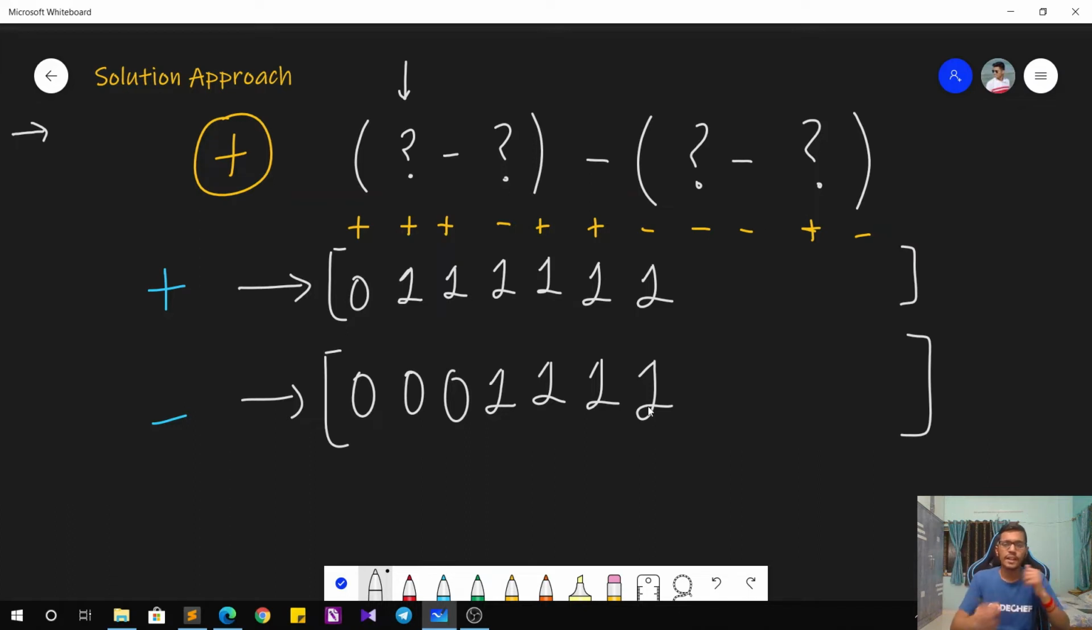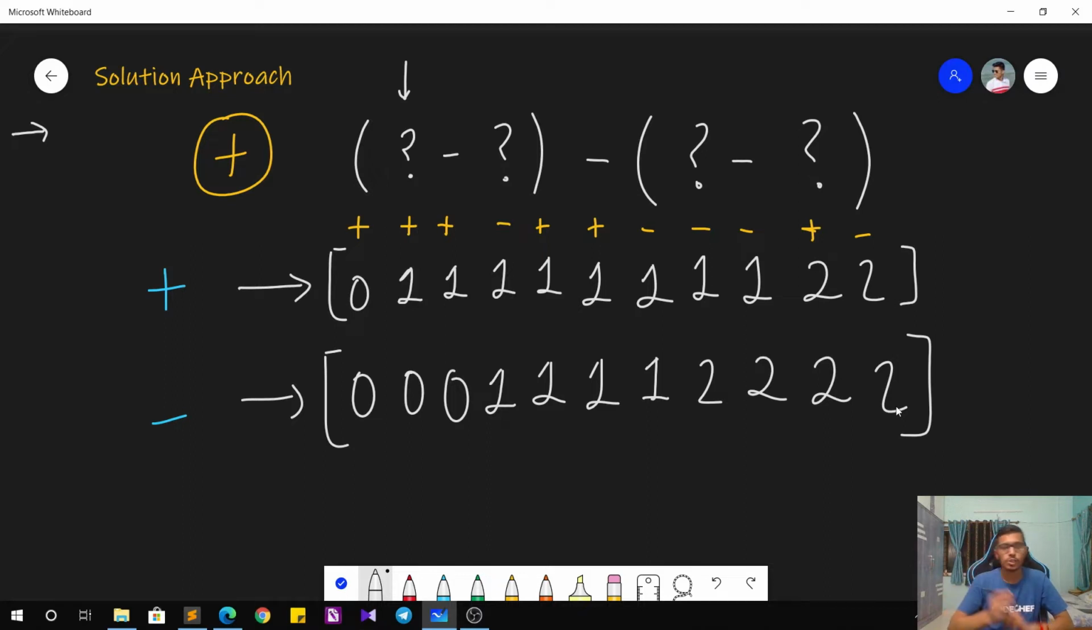Okay, so let's continue our process. For the current question mark, we have a minus symbol. So we will be adding 1 to the existing sum. So 1 plus 1 becomes 2. It still remains 1, 1 because all these symbols are minus minus. And this 2 also keeps propagating. And here we have a plus symbol, so 1 becomes 2, and this 2 remains as it is. So we have got the prefix sum arrays with us.